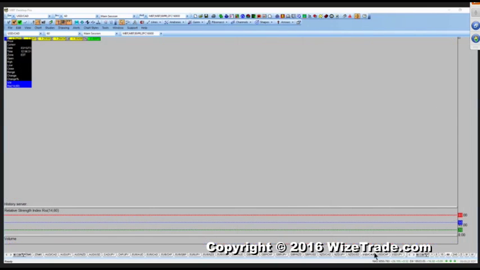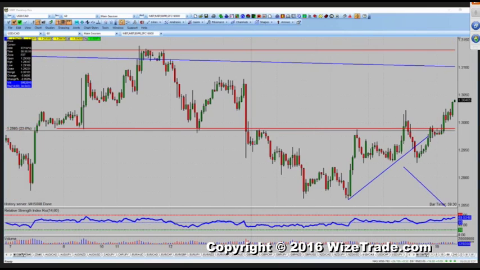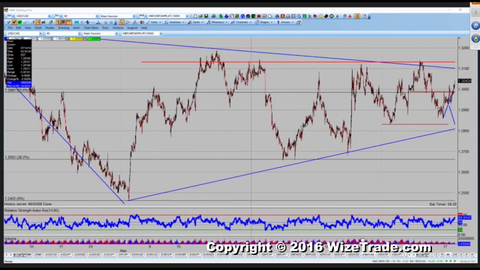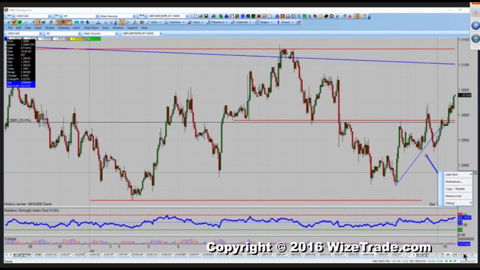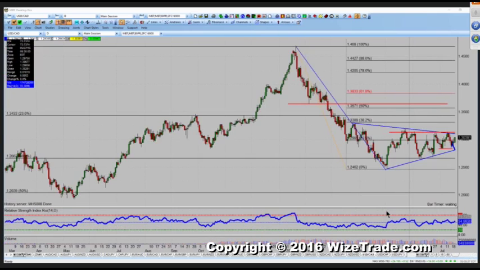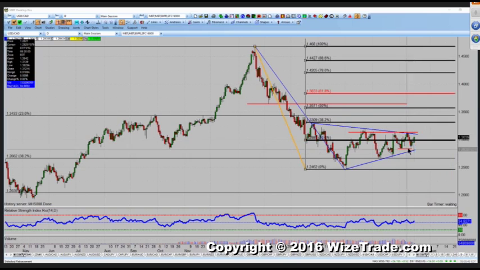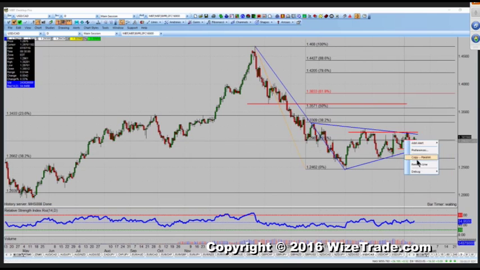So let's go over to the dollar Canadian. All right, so the dollar Canadian, we're still in our here. Let's get rid of all this crap because you can see we're in the apex of this triangle, this wedge, this whatever you want to call it. It's a pennant. We're right in the middle of it.